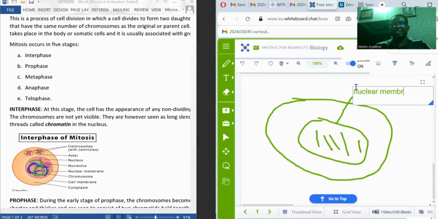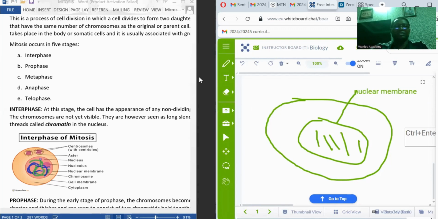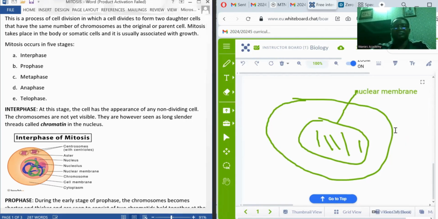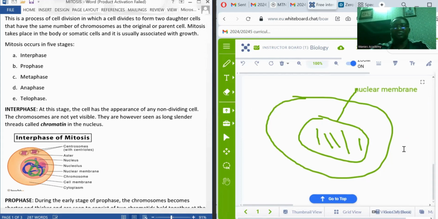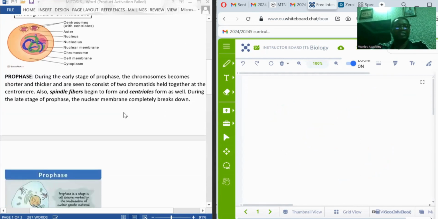So this stage is recognized by the cell being inactive and non-dividing. This stage contains an inactive and non-dividing cell. After this stage, we move to the second stage of the process of mitosis, which is known as prophase.